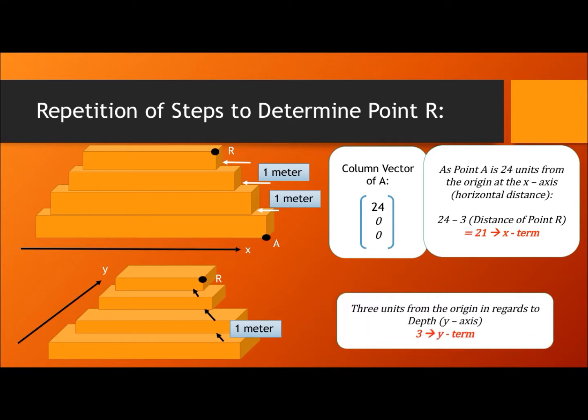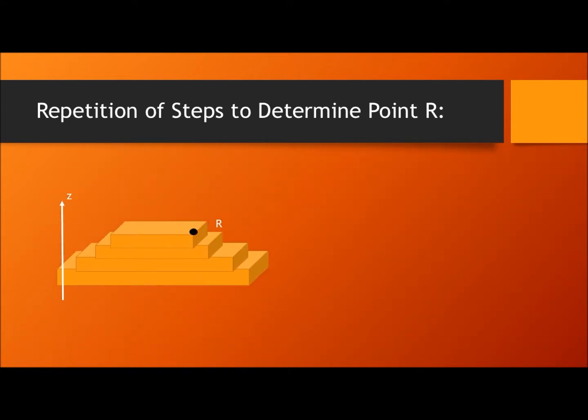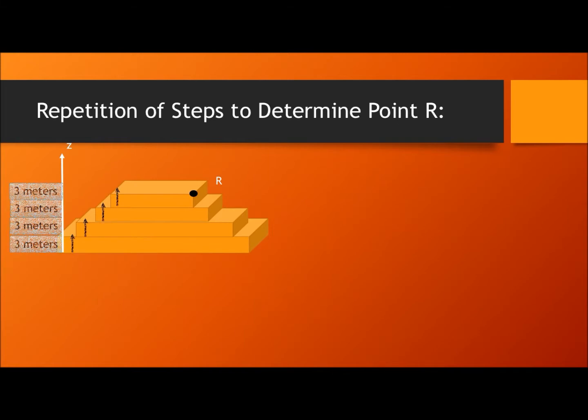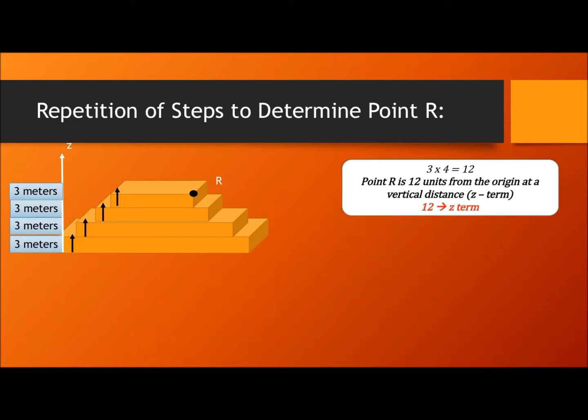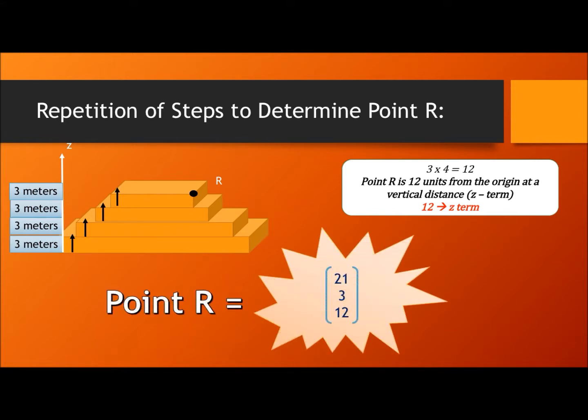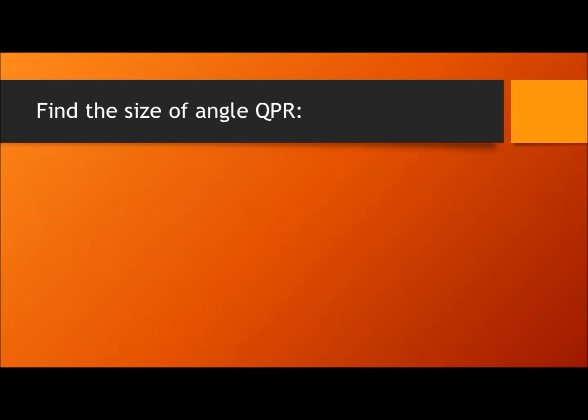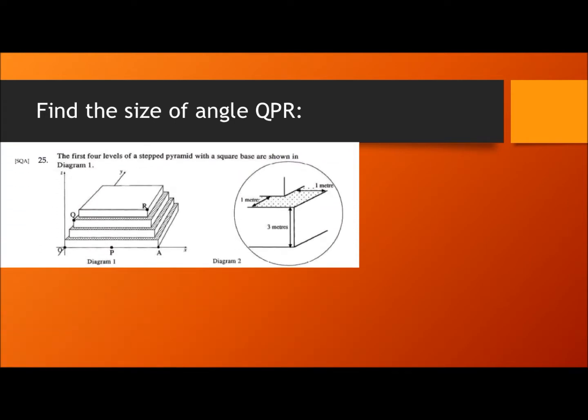In regards to its y term, it is positioned 3 meters as per the y-axis. Finally, as point R is situated at the upper edge of the fourth step of the pyramid, where each step is equivalent to 3 meters in vertical length, we are able to multiply 3 by 4 to be equivalent to its z term being 12. Hence, its vector is equal to 21, 3, 12.